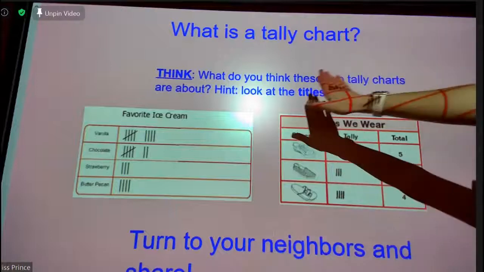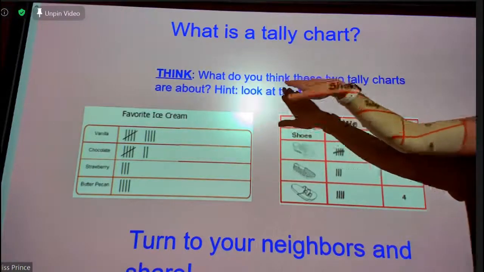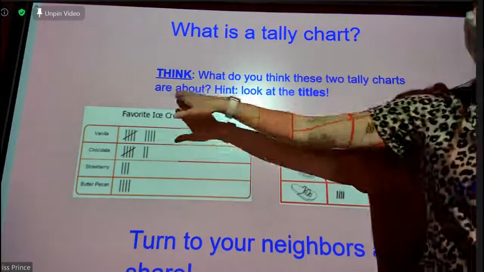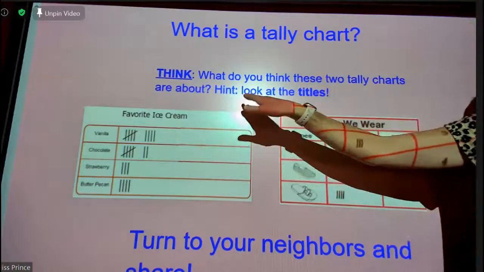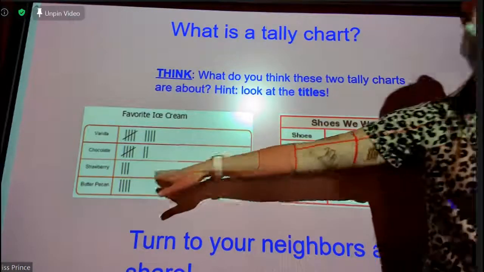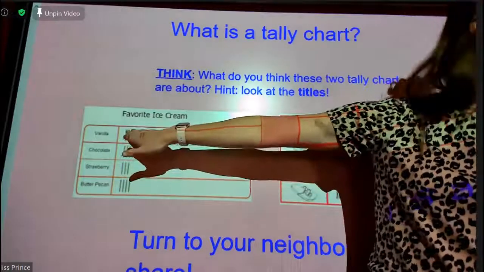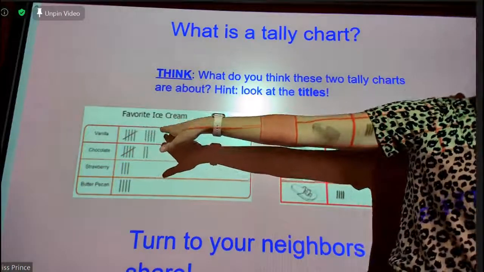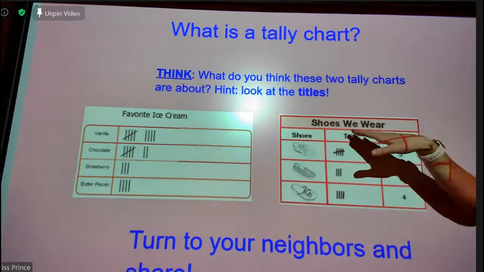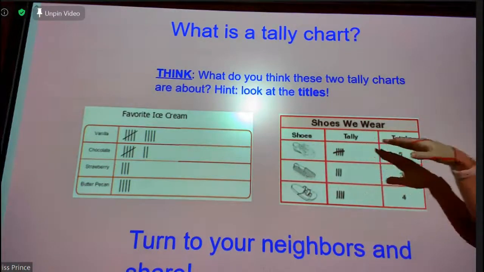Let's look at tally marks, okay? What do you think these two tally charts are about? Hint, look at the titles. So, we have this chart about favorite ice cream, and we have a chart about the shoes that we wear.